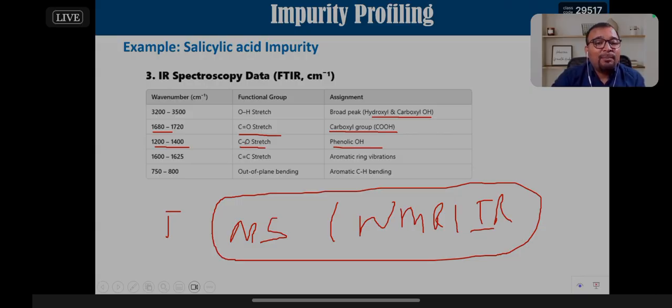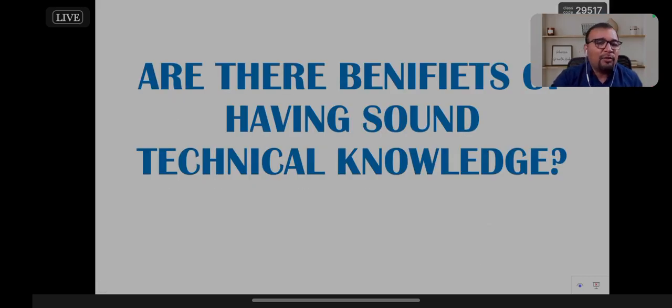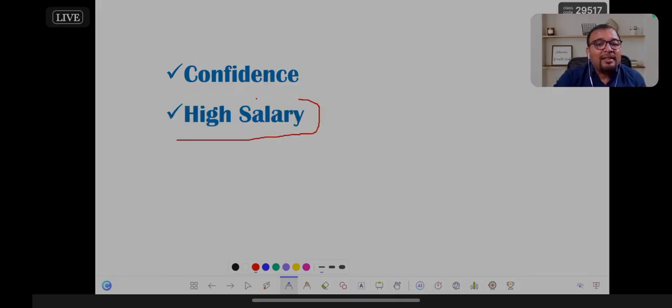Now my question is, is there benefit of knowing such kind of technical aspects? This is the conclusion part we have just covered in the previous slide. What are the benefits? I always say that the confidence level can certainly get increased because of such kind of technical knowledge. Do you think it is possible that your confidence can be high because of understanding of NMR, mass, IR interpretation? Yes or no? Understanding how to do the impurity profiling, everything is important. And do you think you can be eligible to get higher salaries? You can get your interview cracked very easily by showcasing your expertise in different techniques.